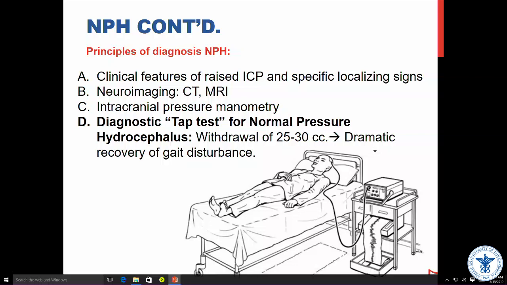But this one here, very quickly, within a few days, you start evaluating their mental functions, provided it's not very bad before, you find improvement there. So, diagnostic tap test and intracranial manometry, which will be normal. Neuroimaging, of course, will confirm, CT, MRI, and you can have other localizing signs, but this is very, very important. Therefore, normal pressure hydrocephalus becomes important, the reason being it is treatable in terms of the dementia.